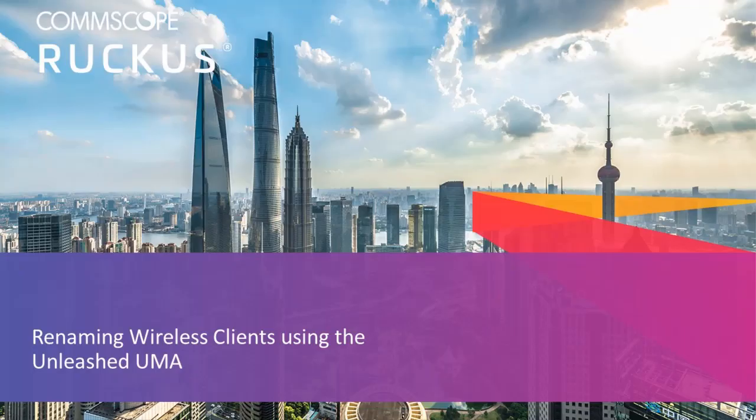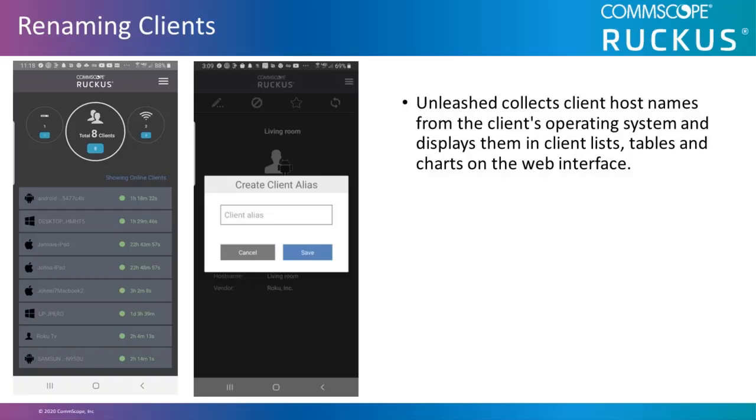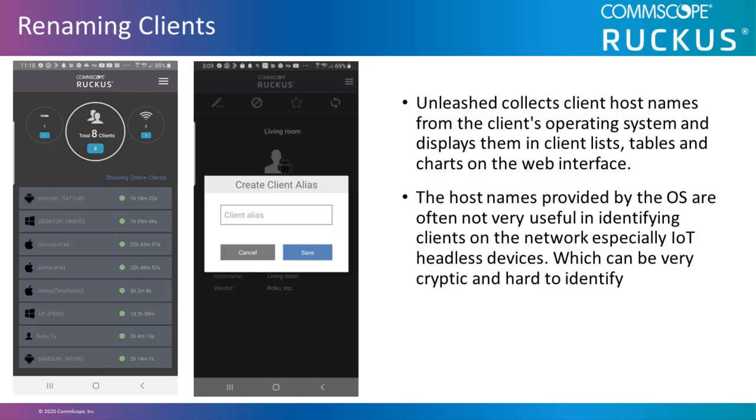In this video, I'll demonstrate how to rename wireless clients using the Unleashed mobile app. Unleashed collects client host names from the client's operating system and displays them in client lists, tables, and charts on the web interface. However, the host names provided by the OS are often not very useful in identifying clients on the network, especially IoT headless devices, which can be very cryptic and hard to identify. This is a feature that allows the administrator to create aliases for clients for easier identification. And as a note, the maximum number of marked clients is 520.